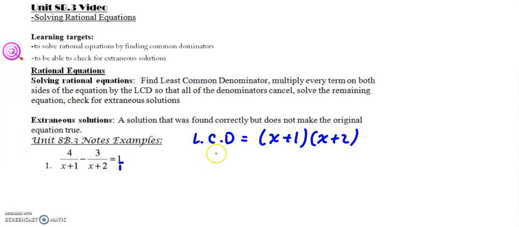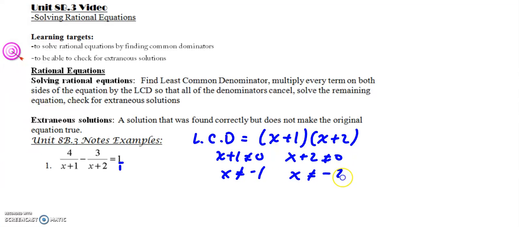Something else you need to keep in mind is that from the beginning, because this is a fraction, we cannot divide by 0, which means that x plus 1 cannot equal 0, and x plus 2 cannot equal 0. So two numbers that are not possible are -1 and -2. If you get either of these answers at the end of the problem, they're extraneous and won't work. But anyway, let's get down to the actual solving of this.